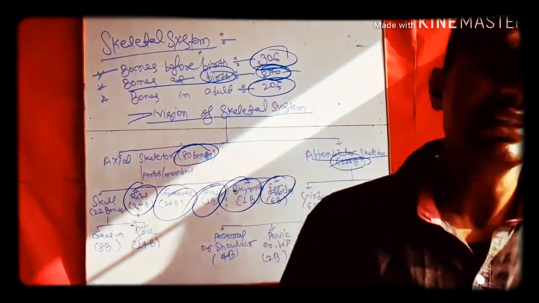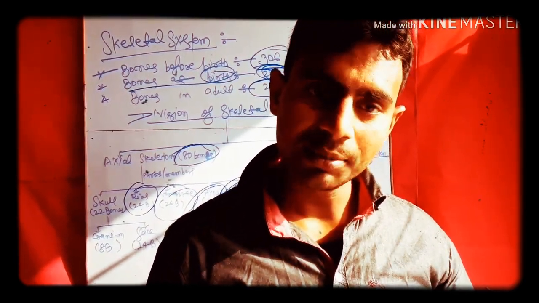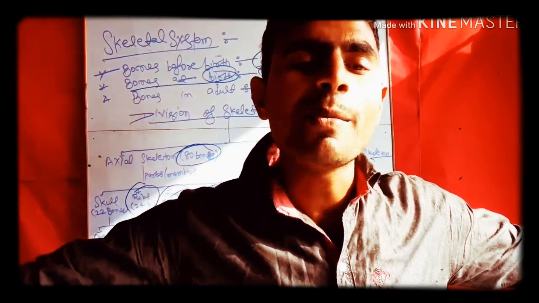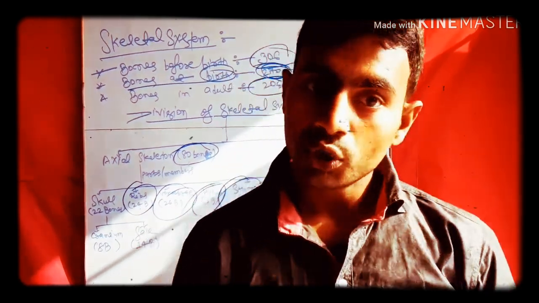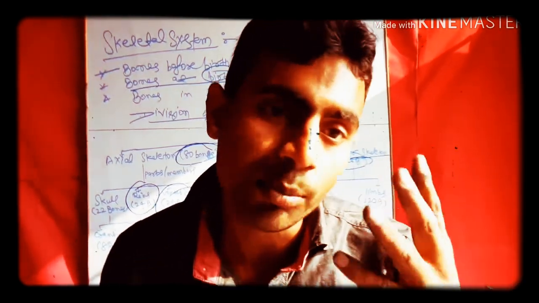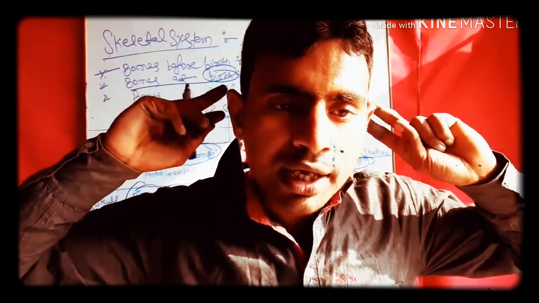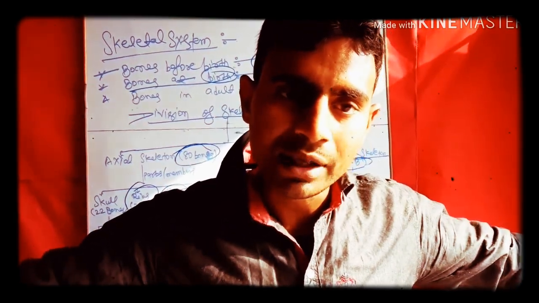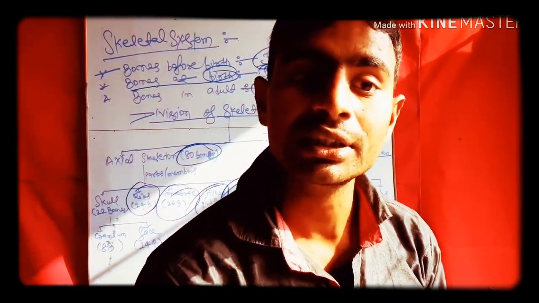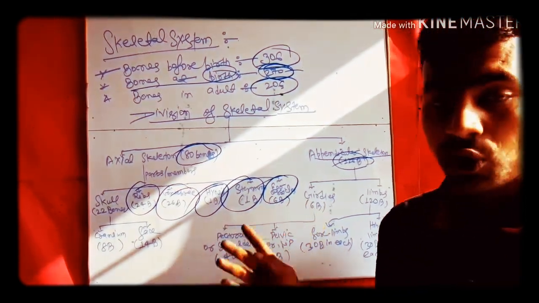Ear ossicles. Ossicles comes from the word osteo, meaning bone. Ear ossicles means ear bones. Each ear has 3 bones present, and we are humans, mammals, and we have 2 ears. If 3 bones are present in 1 ear, then in 2 ears 6 bones are present, so ear ossicles is 6 bones.